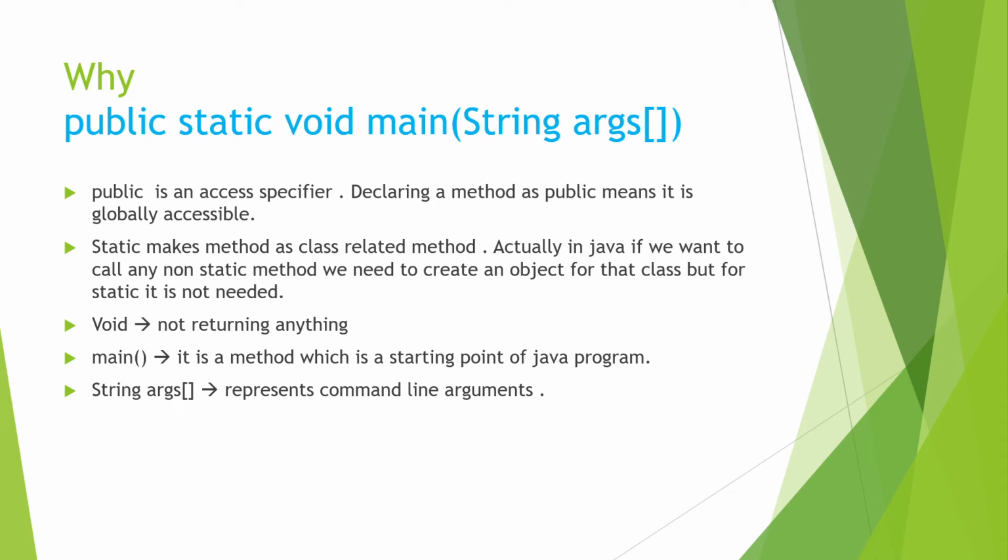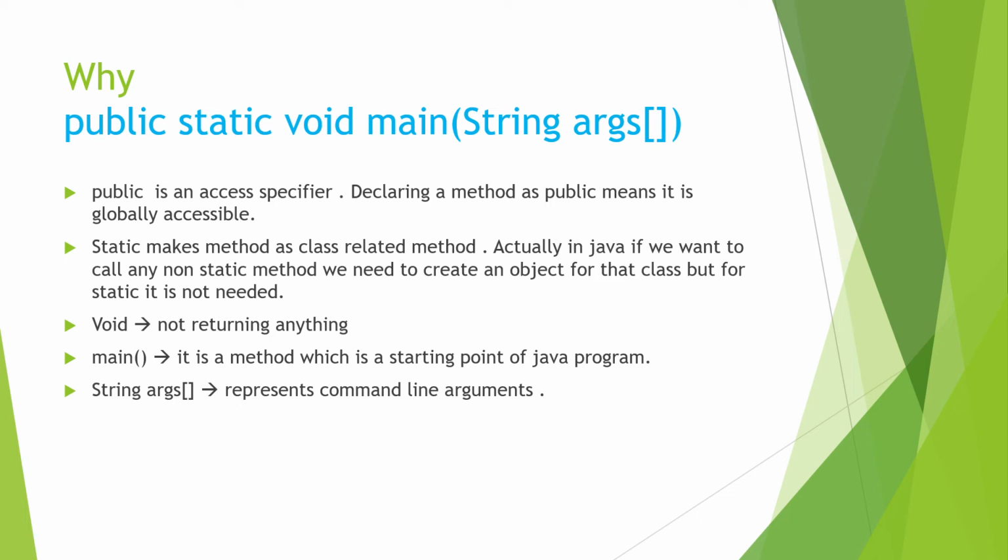And static is a class related method. We know that the main method is the starting point of any kind of program, whether it is a C program or Java. Java is an object oriented programming language, so if we want to call any method, we need to create an object. But if it is a static method, we need not create an object. We can directly call that method by using the class name. That is why static methods are called class related methods.